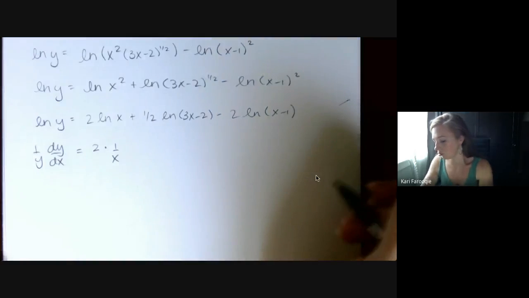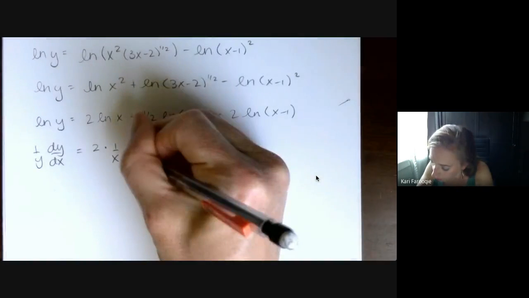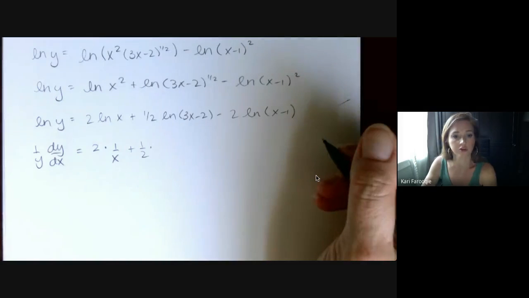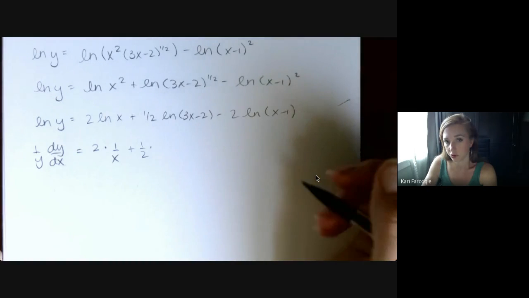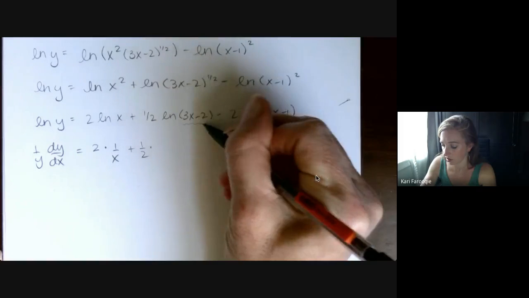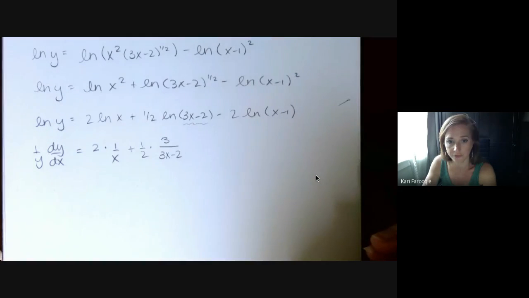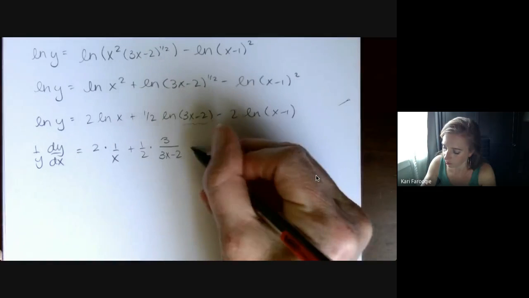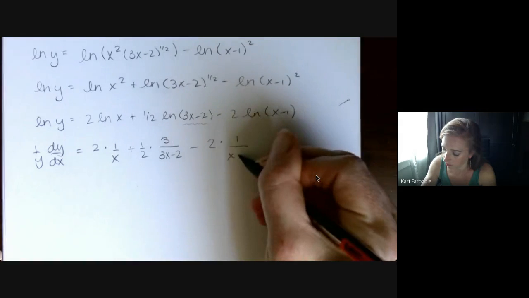If you want to just go 2 over x, that's fine. Kind of depends on your comfort level here. I usually will just put the coefficients in. Now remember, the derivative for the natural log of u is u prime over u. So I'm going to take u prime divided by u. And then for this last term, I'll have twice, and then again, u prime over u.